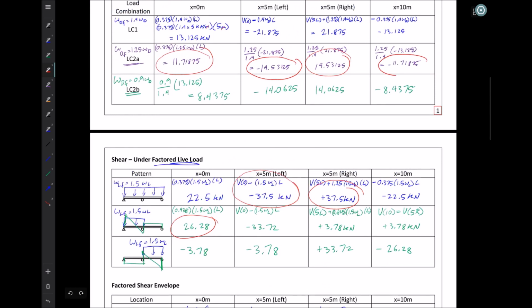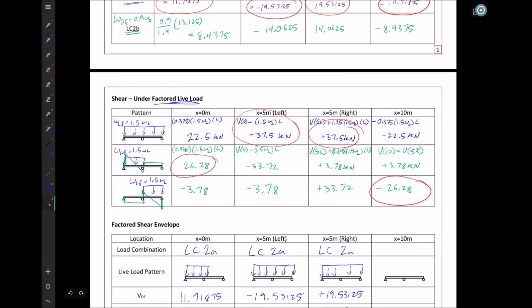And then finally, on my other span over on the right, I'm going to say that once again, load combination 2A is going to govern when I add it to the value of minus 26.28 from the pattern live load distribution with the load all over on the right-hand span. And again, my other options would be this value on its own, 1.4 WD, or this value for load combination 2A, plus any of these that would give me the biggest absolute value for shear, or this value for load combination 2B, plus any of these. So the biggest absolute value comes from the sum of 26.28 and 11.718.